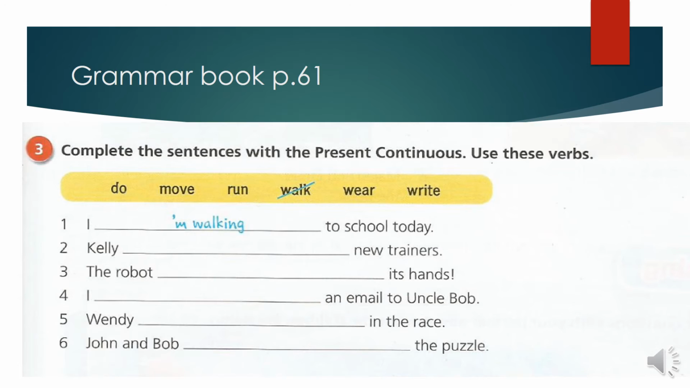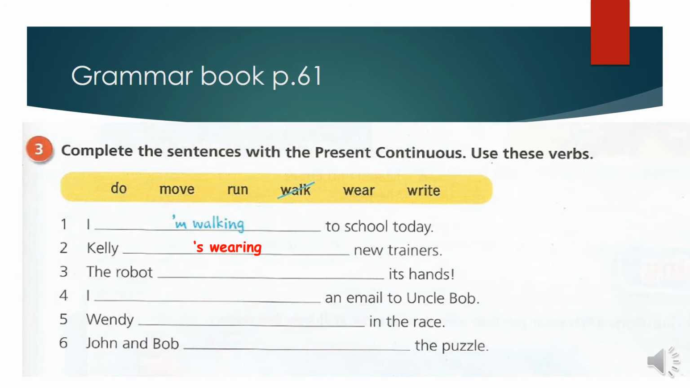Okay, exercise number three. Complete the sentences with the present continuous. Use these verbs: do, move, run, walk, wear, write. Number one, I'm walking to school today. Number two, Kelly, new trainers. Kelly is wearing new trainers.